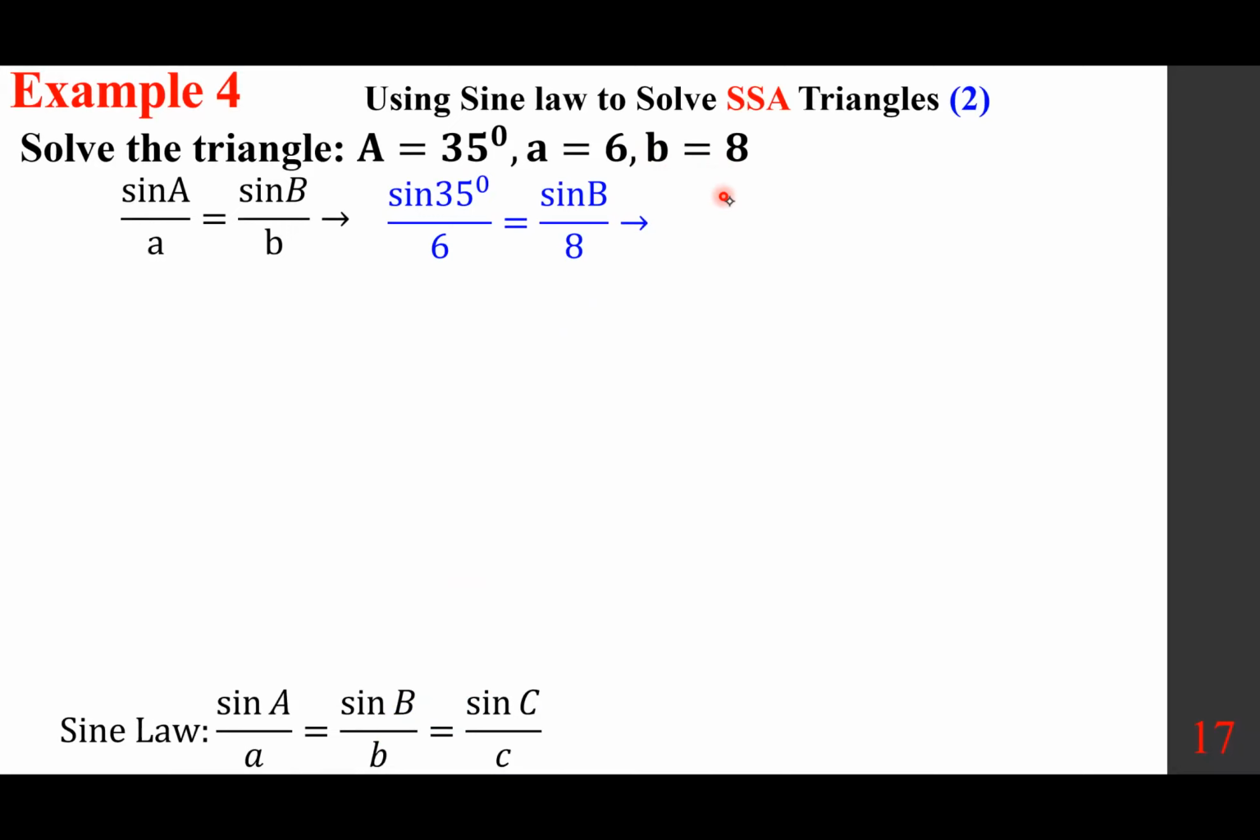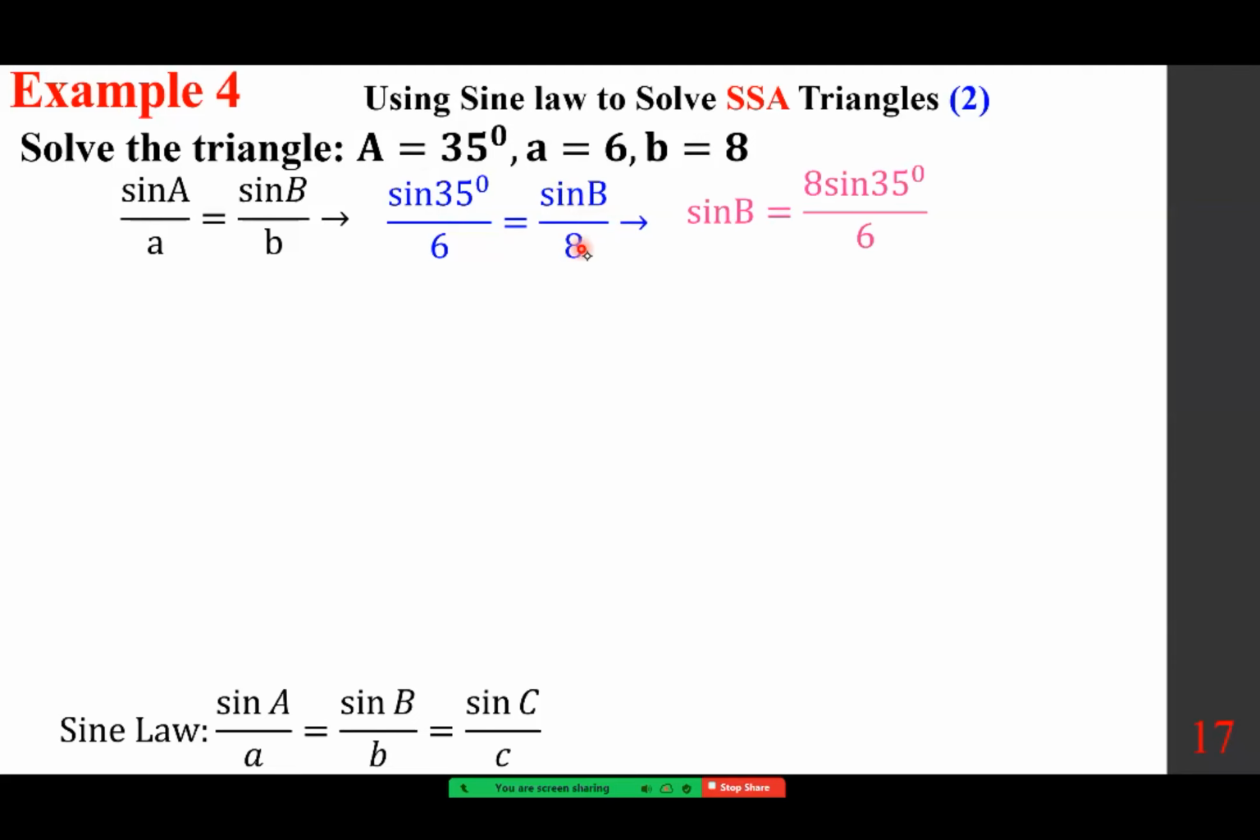Cross product, 6 sine B is 8 times sine of 35. So 8 times sine 35 divided by 6 is sine B. So just multiply this by 8. Do you see that? Multiply this one by 8. This goes away, you have sine B. That's another way of looking at it. Multiply both sides by 8 and it becomes sine B.